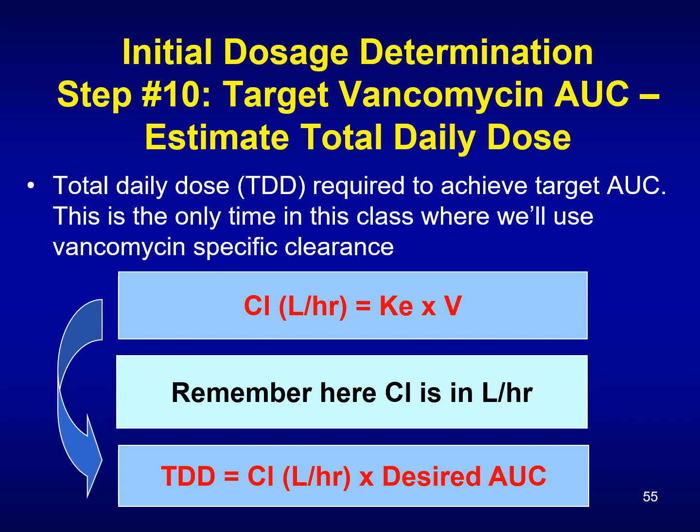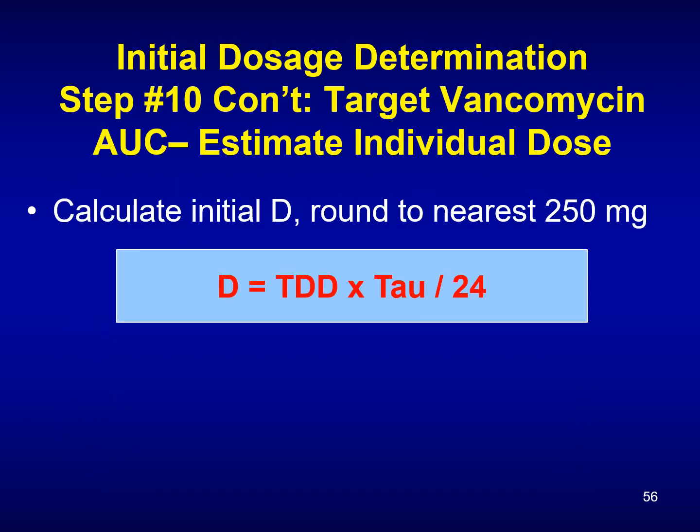Clearance is in liters per hour here, versus creatinine clearance, which is generally in milliliters per minute, and is equal to Ke times V. Total daily dose then is equal to clearance times desired AUC. Step 10 continued, estimating the individual dose. So remember, AUC represents the whole 24 hours. So dose is equal to total daily dose times tau over 24. That will give you the individual dose per dosing interval.